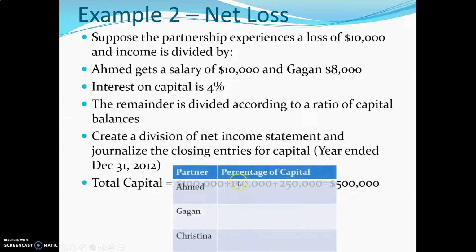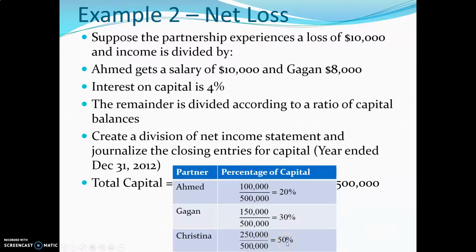Let's take a look at what the percentage of capital will be. Well, we know that the total is 500,000. Ahmad had 100,000, so 100,000 divided by 500,000 is 20%. Gagan, 150,000 divided by 500,000 is 30%. And Christina, 250,000 divided by 500,000 is 50%. Now, these are very nice numbers. Looks like it was probably a question which was created to demonstrate a problem.